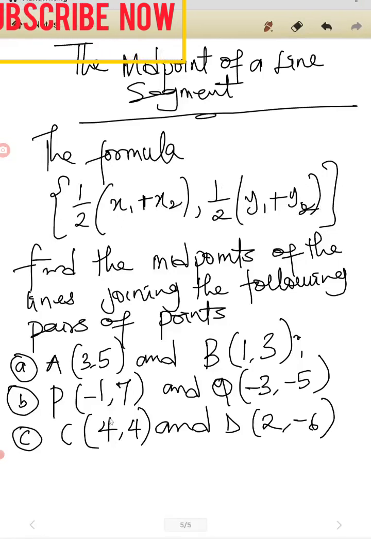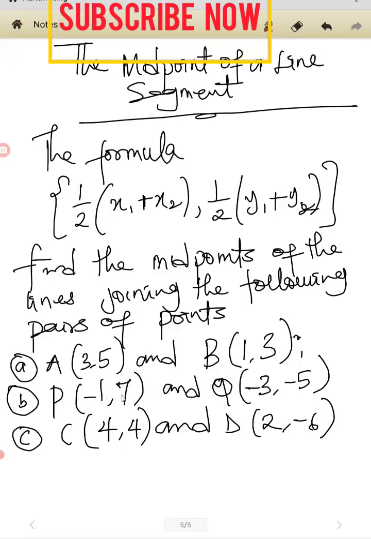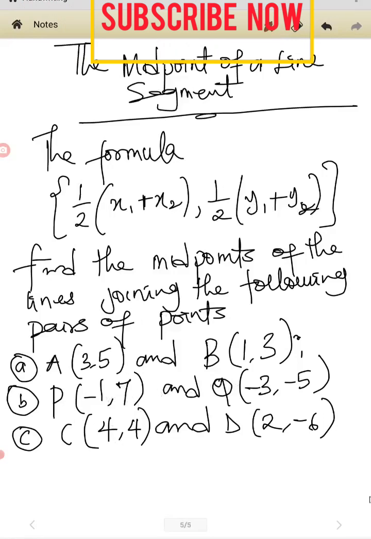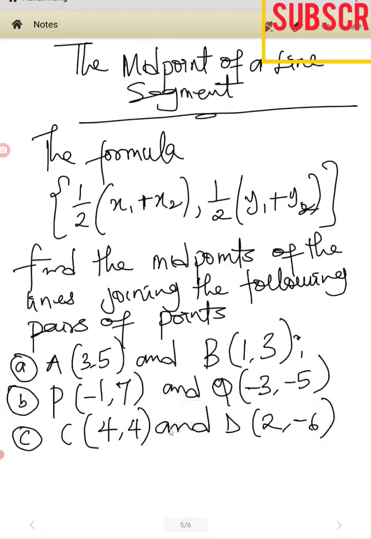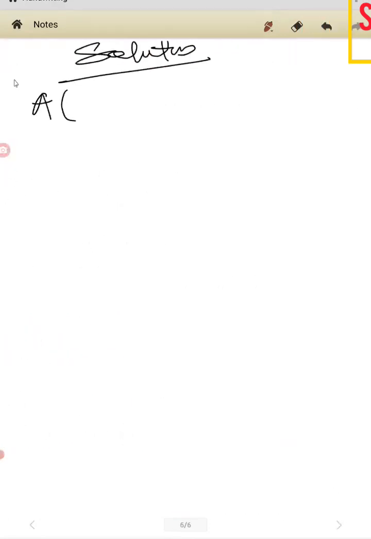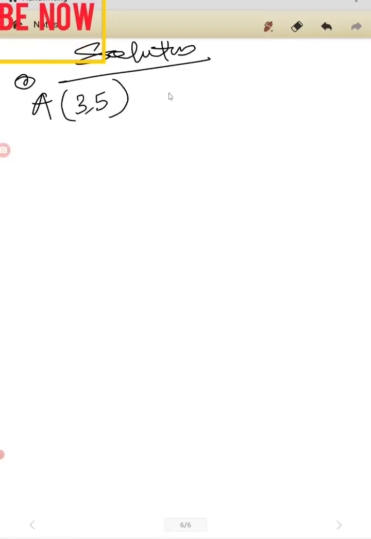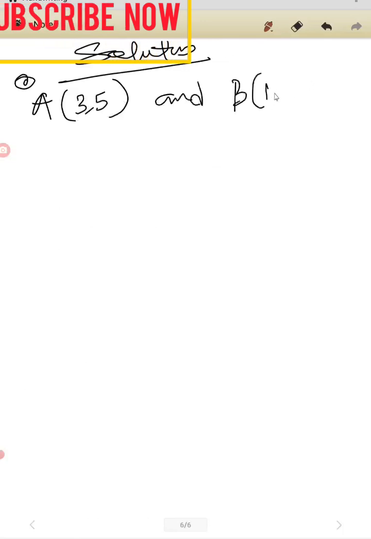So let's take our time to solve this example one by one. Let's go to the next page. Solution. The first point is 3, 5. The first point is A. We have the point 3, 5, and the B point is 1, 3.